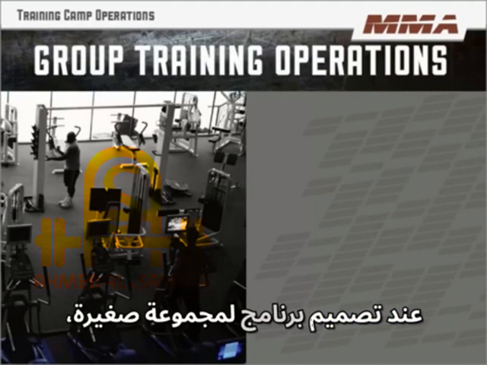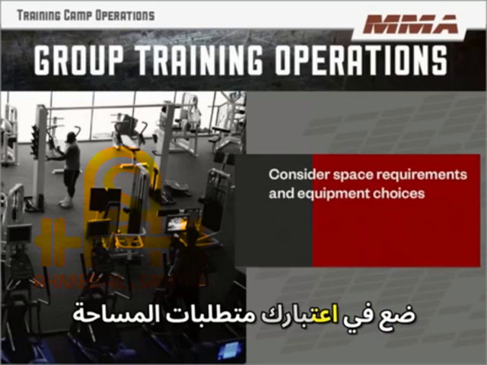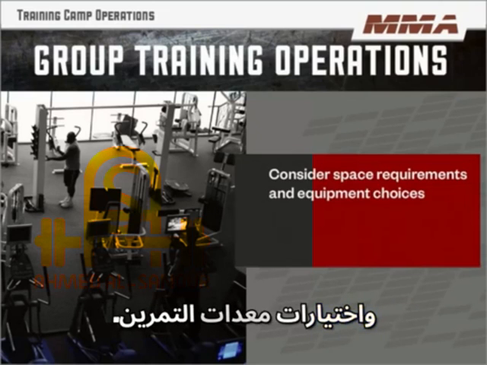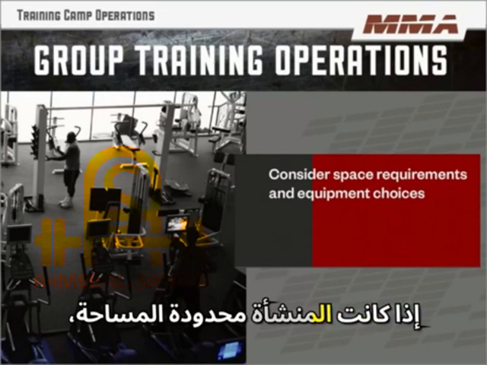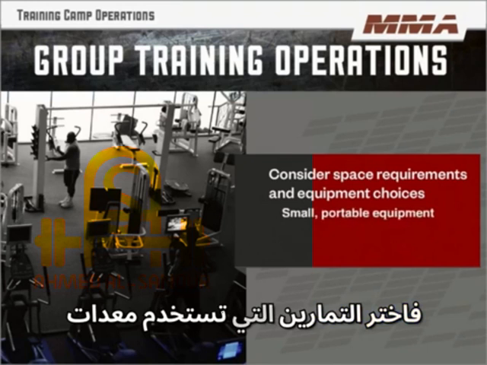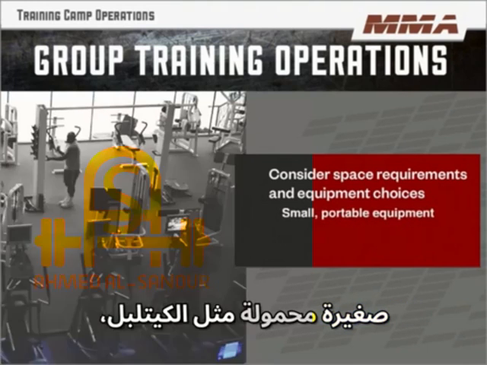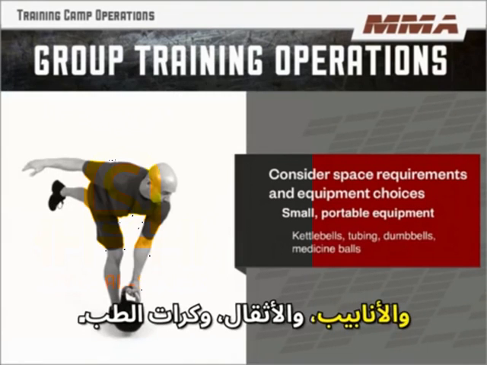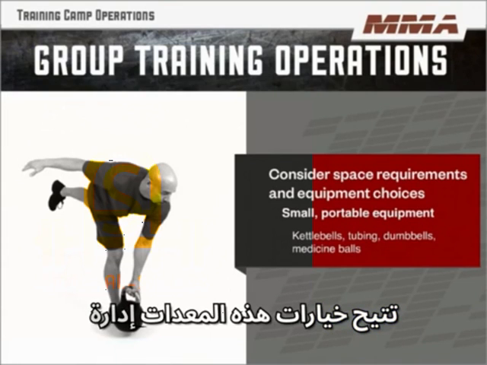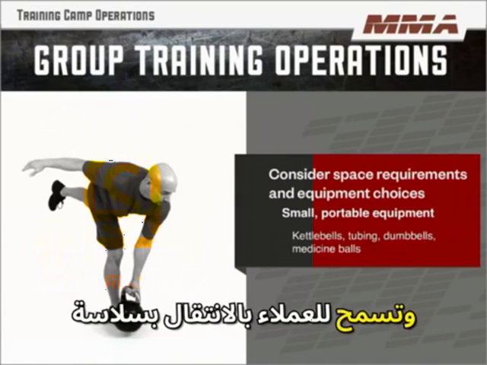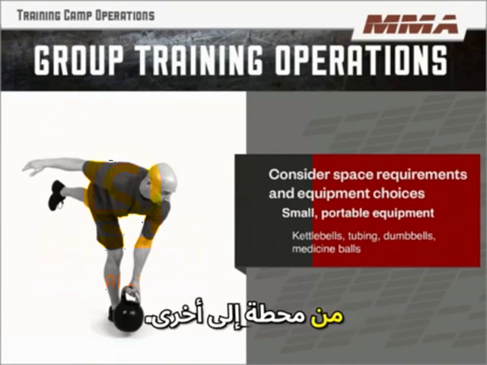When designing a small group program, consider space requirements and exercise equipment choices. If the facility is limited in space, opt for exercises that use small portable equipment such as kettlebells, tubing, dumbbells, and medicine balls. These equipment choices make it easier to manage a group of people and allow clients to seamlessly transition from station to station.